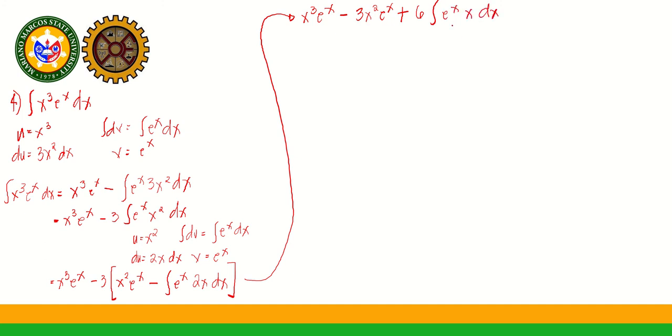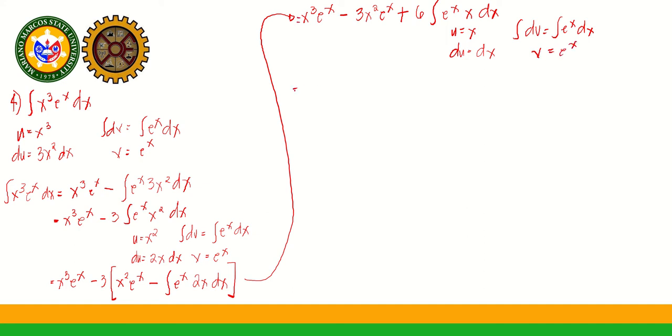Okay, so since meron pa rin tayong dalawang function multiplied to each other, apply ulit natin yung IBP. So let u be equal to x hanggang pwede na siyang ma-integrate dito sa part na to. Okay? So let u be equal to x, du be equal to dx, and then the integral of dv be equal to the integral of e raised to x dx. So our v is equal to e raised to x.